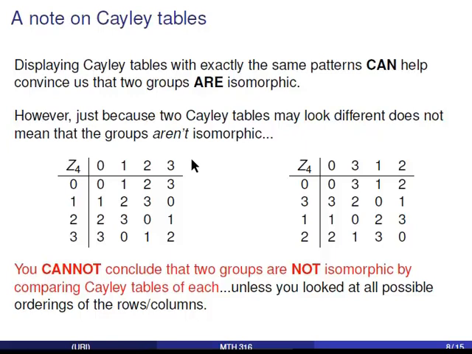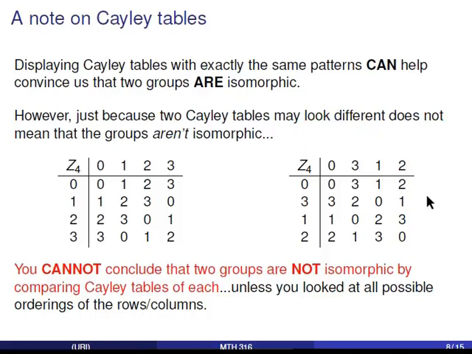However, if I compare this Cayley table for Z4 with this one, you'll see that there are different patterns, and they're not the same patterns. You'll find that the Cayley table for Z4 here has those diagonal stripes we're used to seeing. The Cayley table here does not have that many diagonal stripes.